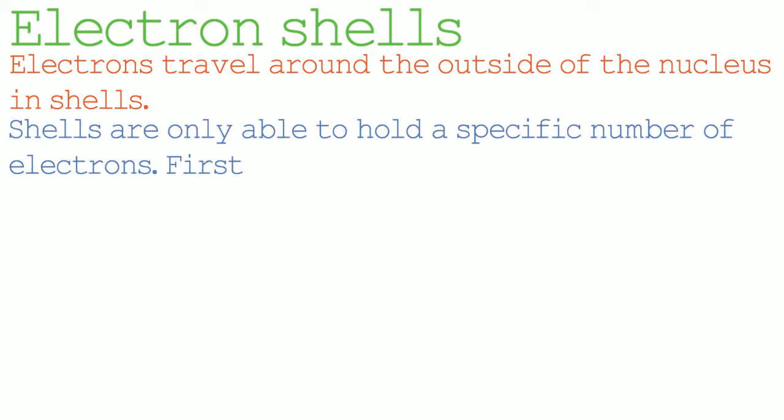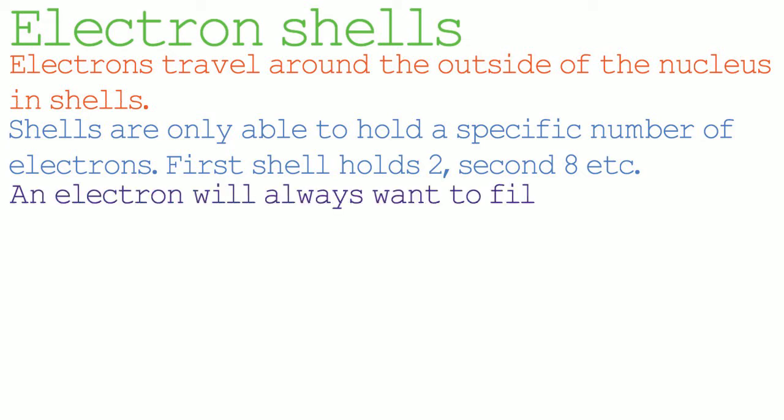So now let's have a look at electron shells. These are also known as energy levels. Electrons travel around the outside of the nucleus in shells. Shells are only able to hold a specific number of electrons. The first shell holds a maximum of 2 electrons, the second and third shells can hold 8 electrons.